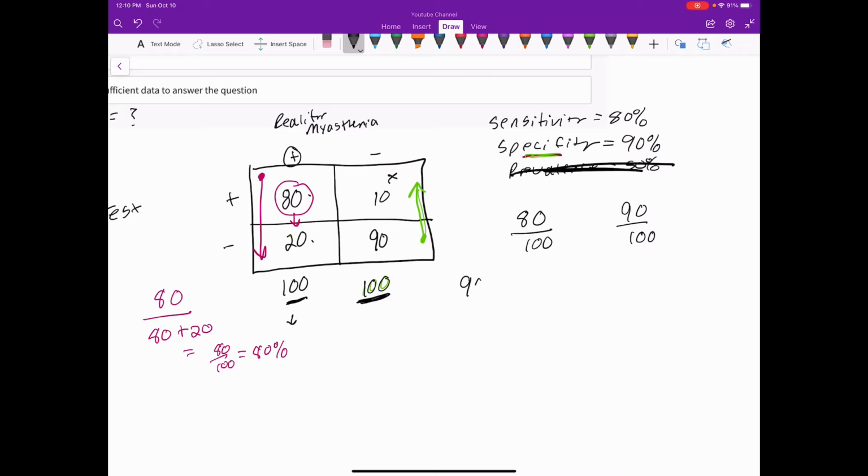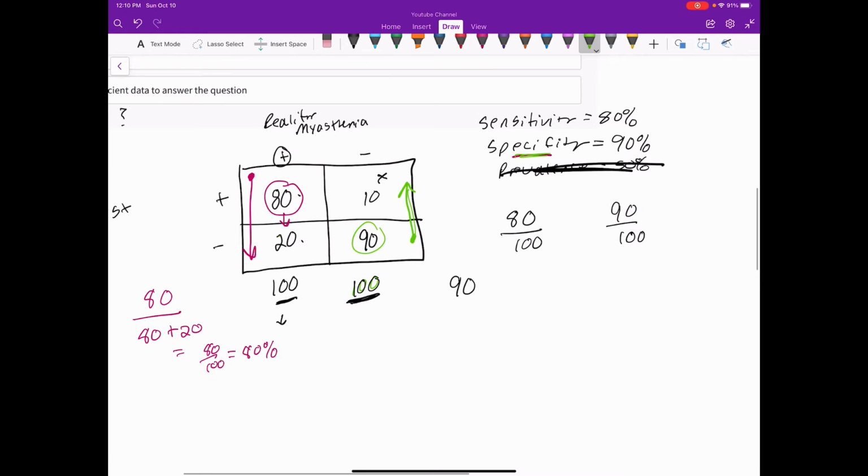So you could do 90, just to test yourself. Just test if you got it right. Circle that box, go over. Go 90 over 90 plus 10 equals what? 90 over 100 equals 90%. Okay, so now, boom, you have sensitivity, you have specificity.